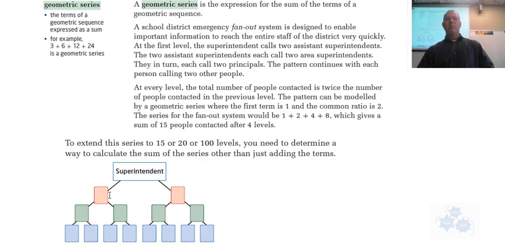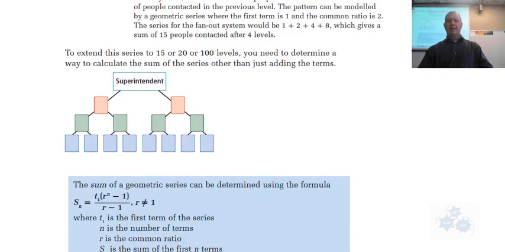So there's 15 people involved here. There's 1 plus 2 plus 4 plus 8. Because each person is calling two people, we know that each row grows by a factor of 2. This is a geometric sequence: 1, 2, 4, 8.